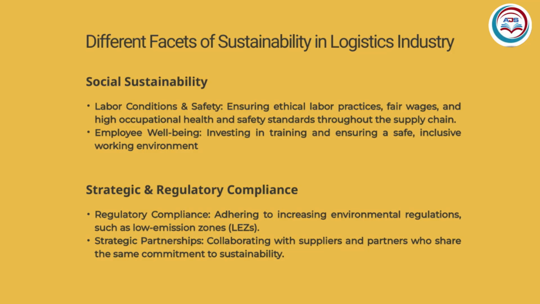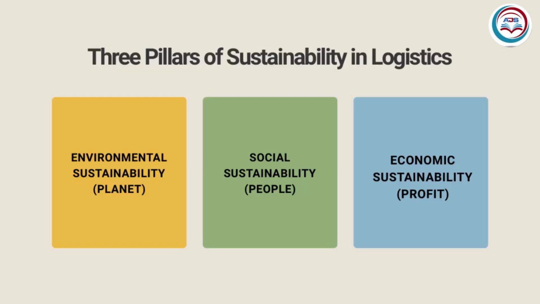In summary, these different facets, regulatory compliance, strategic partnerships, social sustainability, labor conditions, and employee well-being, are interconnected. Together, they help us build a more sustainable, responsible logistics industry aligned with our overall goals of environmental stewardship and social responsibility. Now, let's take a closer look at the 3 pillars of sustainability in logistics.